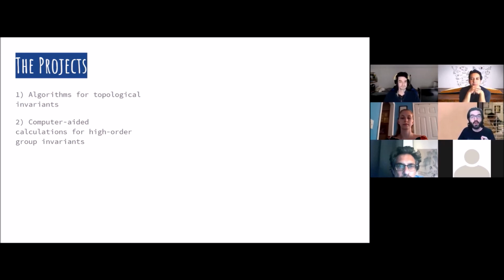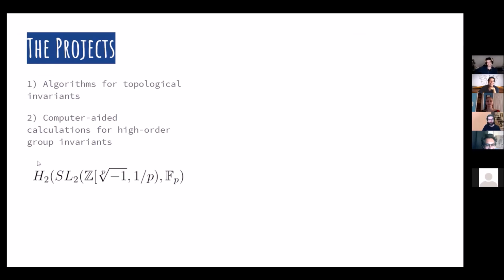Now, every math talk should have something that no one but the speaker understands, and so there's my contribution to that, right? No one but me knows what this means. This is what you would be calculating in this project. This is the second homology group of the special linear group over this weird number field with field coefficients. You're not supposed to understand that, okay?